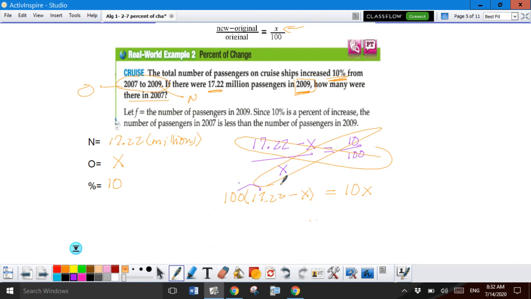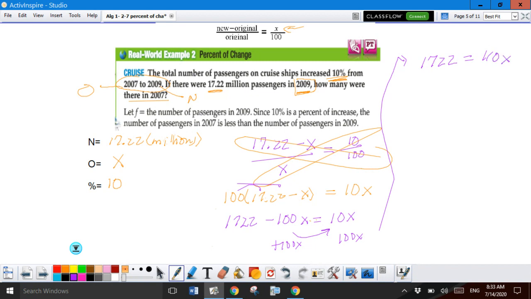Okay, so if I go ahead and start solving this, 100 times 17.22 is 1,722 minus 100x equals 10x. If I keep going, I know I have to move my negative 100x, so I'm adding that. So 1722 equals 110x. So x, when I divide by 110, is going to give me 15.65. It's 15.6545, but we're going to go ahead and round to 2 decimal spots there.